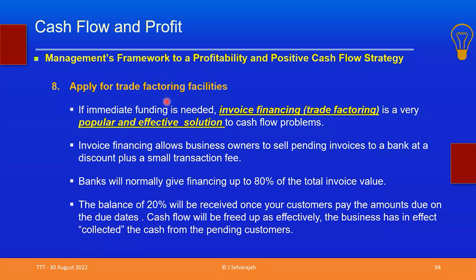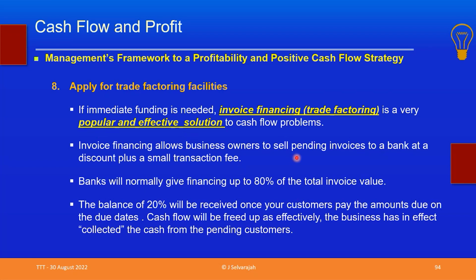Apply for trade factoring facilities. This is on the receivable side. So if immediate funding is needed, invoice finance, oh sorry, this is on the creditor side. Trade factoring, this is what the bankers give. Now you have supplier financing already. That is another new one that has come up. It's very popular and effective for cash flow.